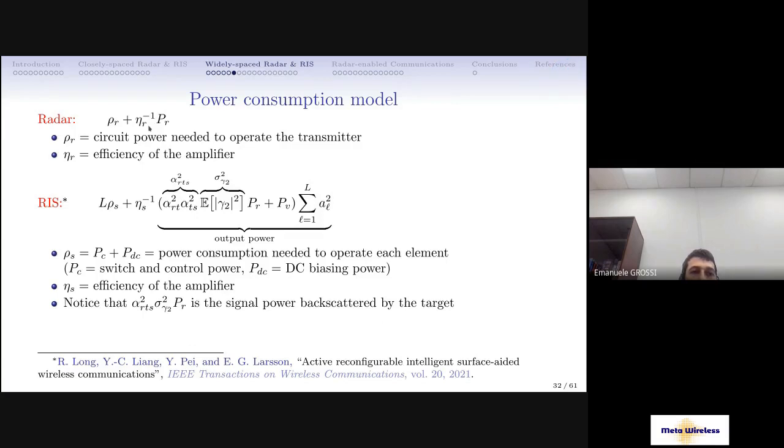At the RIS side, we use a simple but reasonable model. And you may refer to this reference for additional details. Specifically, the total power consumption of the RIS is just the sum of these two terms, this and this here. The first term is the total power needed to operate the RIS. Since it's composed of L elements, it's L times rho_S, where rho_S is the power consumption needed to operate each element, which is in turn composed of two terms, the switch and control power P_C, and the DC power consumption P_DC. The second term is the output power, all this term here, amplified by the inverse of the efficiency of the amplifiers of each element of the RIS.